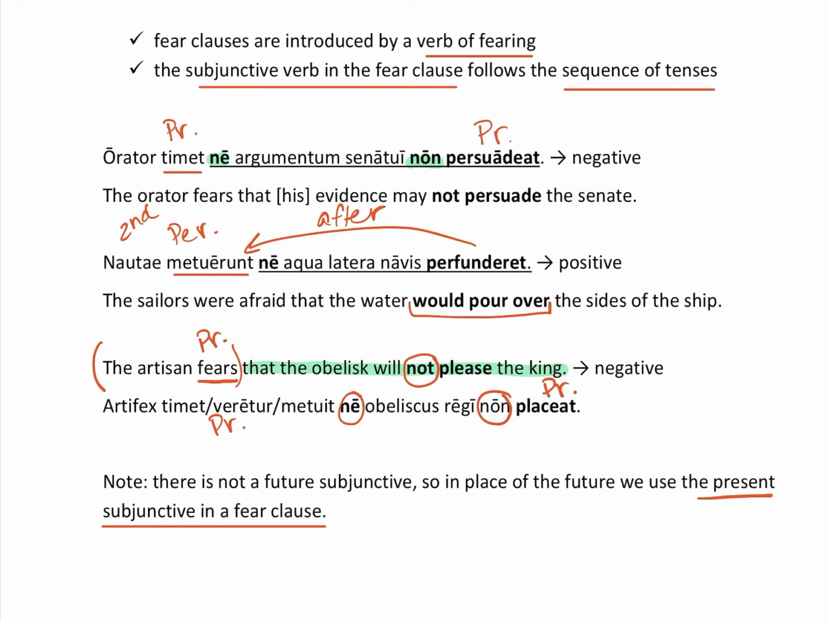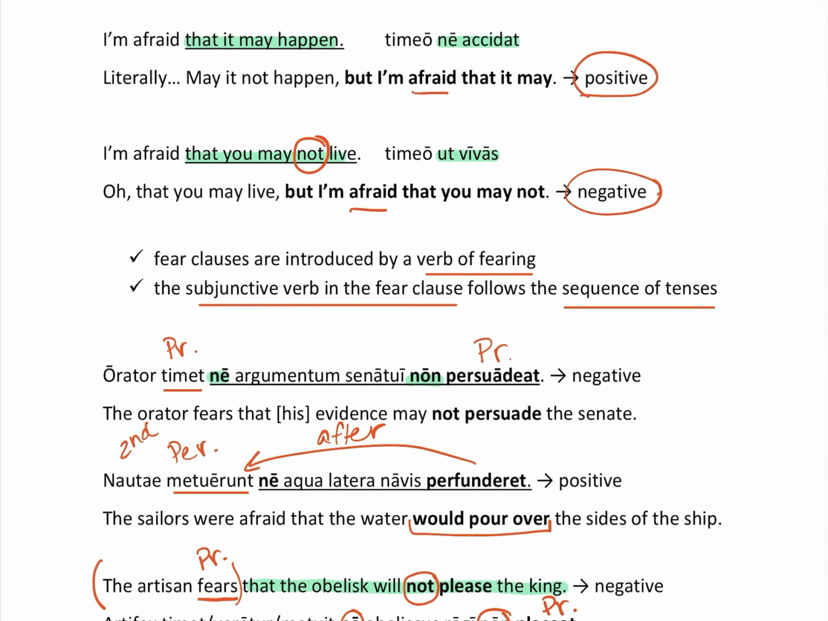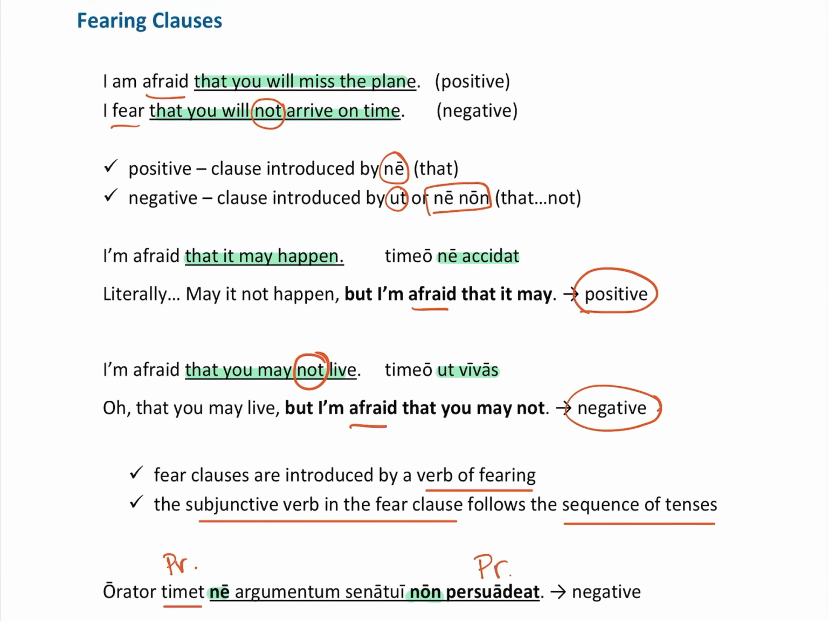It's pretty simple. You just have to know what to look for. By now you should know your sequence of tenses. The verb of fearing should be a clue, and as well the ne or the ut or ne non.